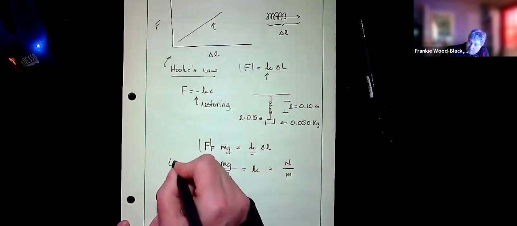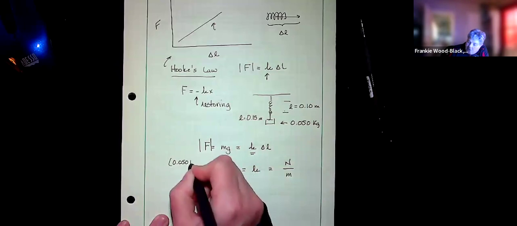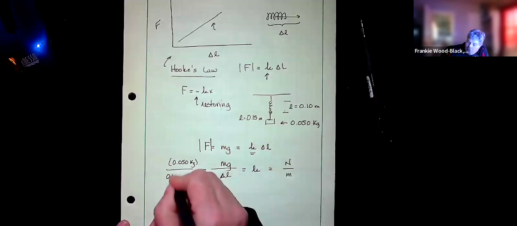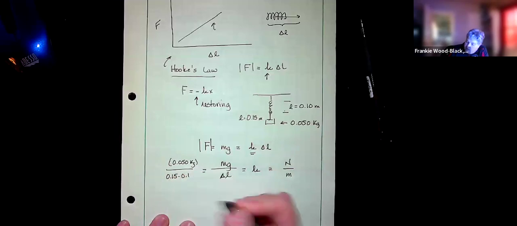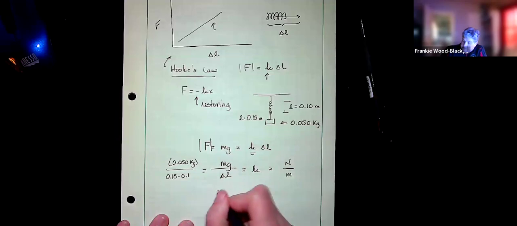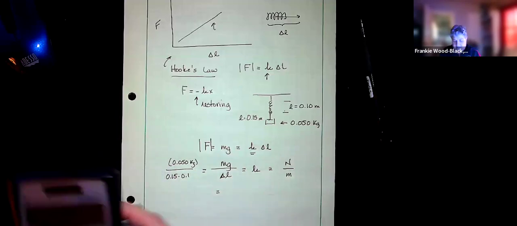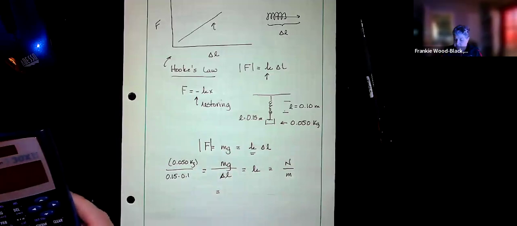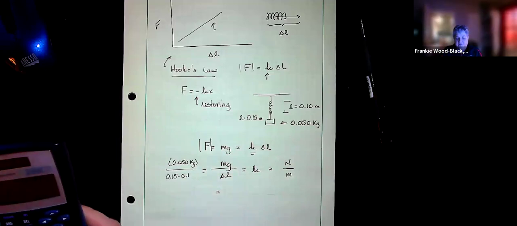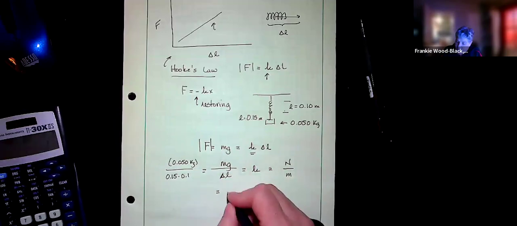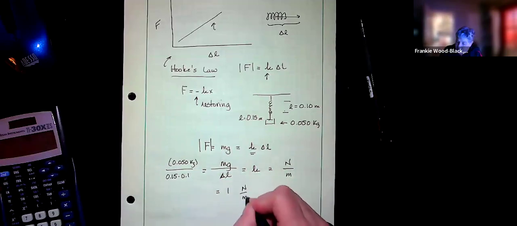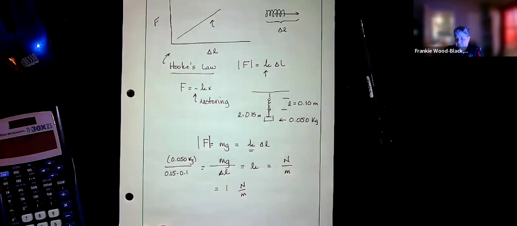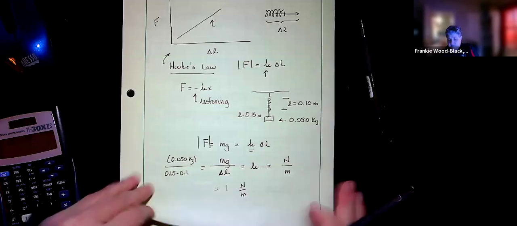And if I do this, I have 0.050 kilograms divided by 0.15 minus 0.1. And I'll plug that into the calculator. 0.05 divided by 0.05. That's going to be 1 Newton per meter, and I can actually calculate a spring constant. So that's Hooke's law.